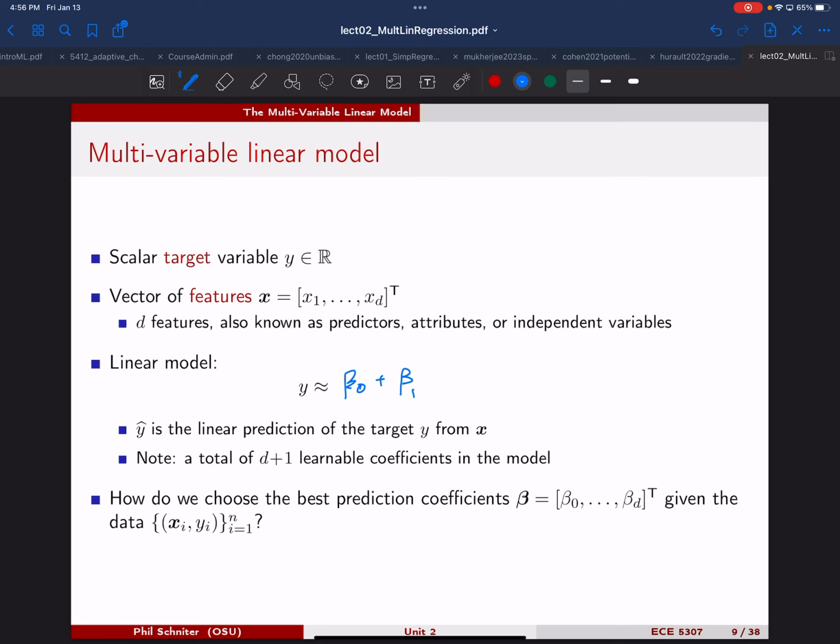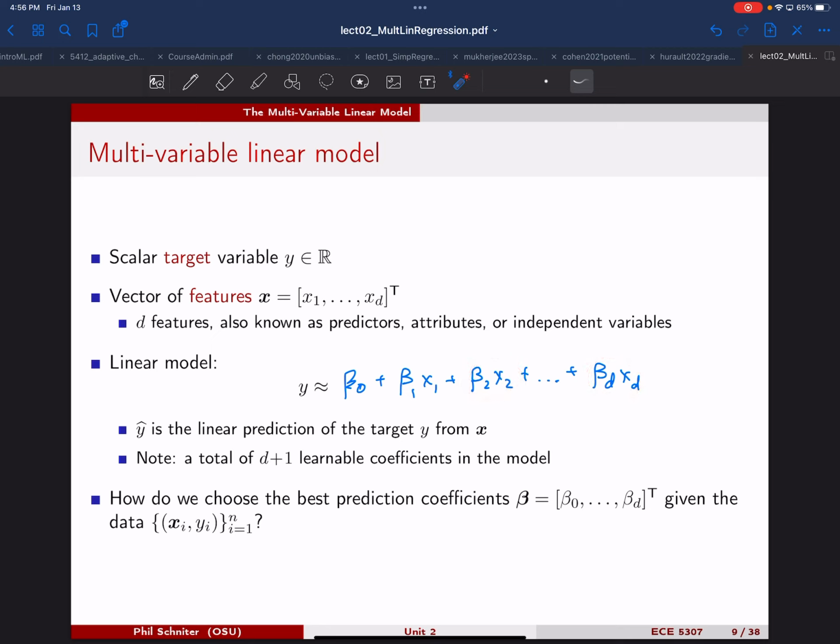Yeah, so we can write it as a vector, but for now we'll just write it like this. Beta 1 times x1 plus beta 2 times x2 plus ... up to beta d times xd, right? So yes, it's exactly what we did, but now we have a separate slope for each of our different features.